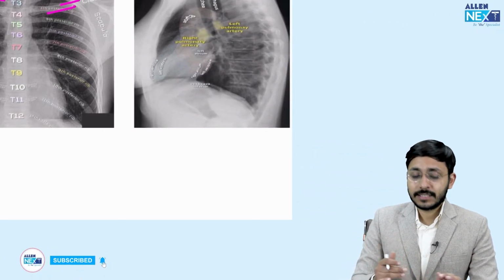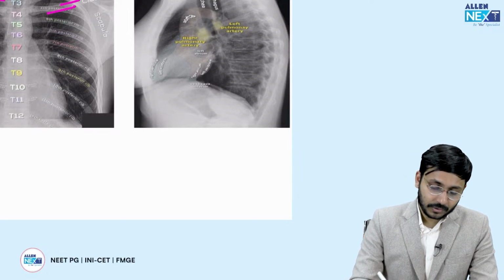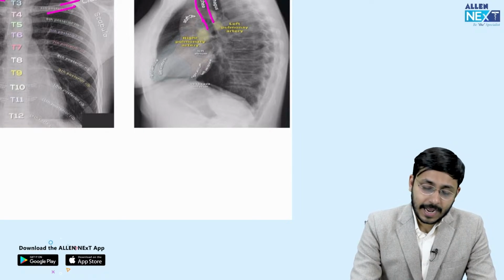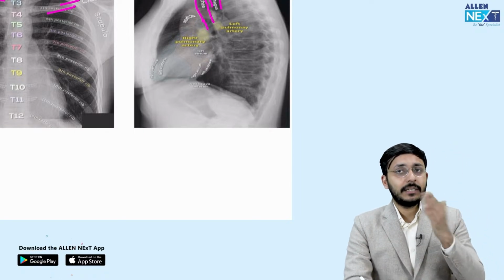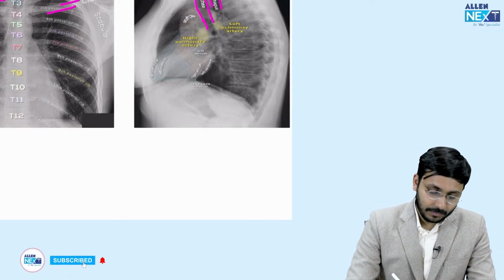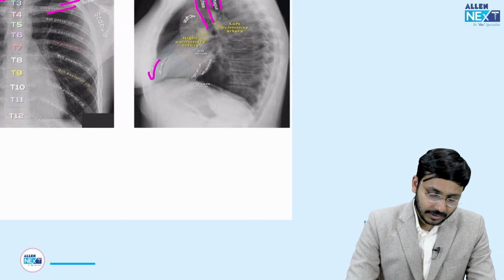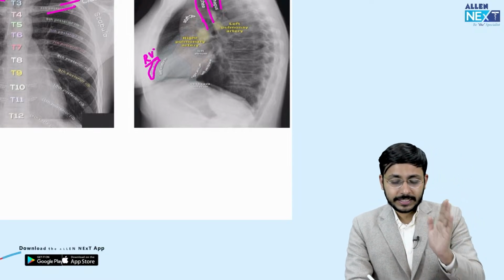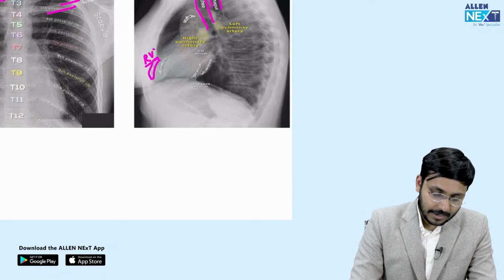On a lateral chest X-ray, what do we see? We see that the anterior air containing structure is the trachea and the esophagus is posterior to the trachea. Now on a lateral chest X-ray, the most anterior structure is the right ventricle. So this is your right ventricle, and the posteriorly located structure is your left ventricle. This is your left ventricle.